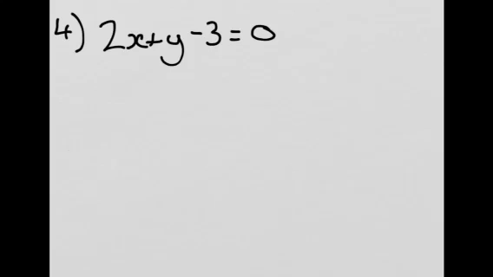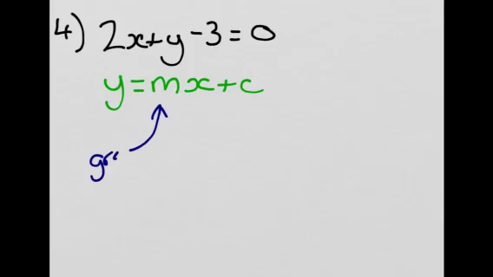In question 4 we're looking to find the gradient and the y-intercept for the equation 2x plus y minus 3 is equal to 0. Now what we have here is the equation of a straight line, and it'll look a bit more familiar if I was to write it as y equals mx plus c. Now from this equation we can get the gradient and we can get the y-intercept.